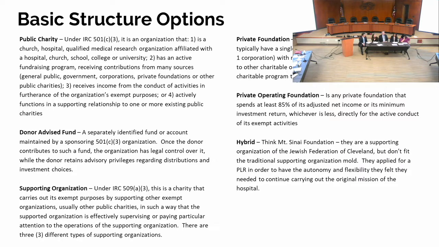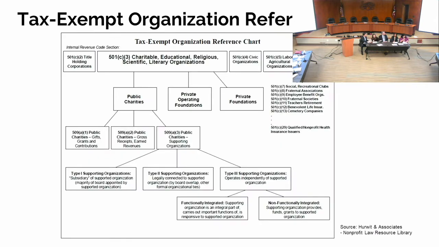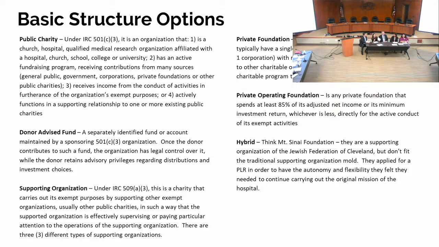And then finally, the hybrid model that we heard about through Mount Sinai. While they are technically a supporting organization, what I took away from that conversation with Mitch was that they had applied for a PLR in order to give themselves some more autonomy and some more flexibility. And so I think it's important that we consider these hybrid ideas as we're making our final decision. It's a private letter ruling. So we'd apply to the IRS for this preferred status or special status.